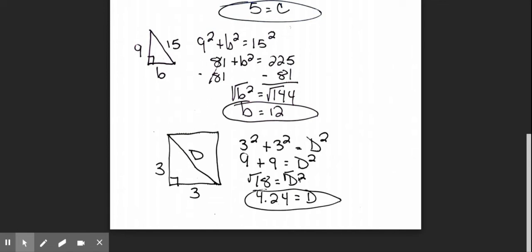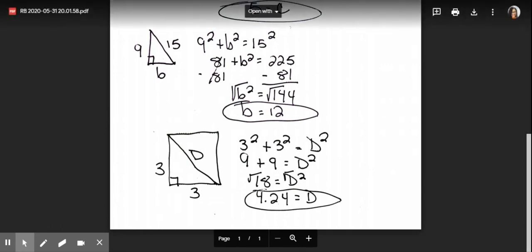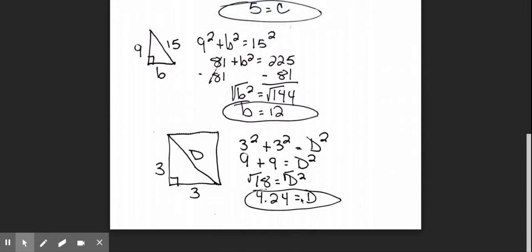So we have to take the square root of both sides. Well, the square root of 18 isn't a nice even number like our other ones have been. The square root of 18 is 4.24. So that's going to be our answer. So sometimes you're going to come out with nice even numbers like 12, but not all the time. Sometimes you'll come out with decimals.